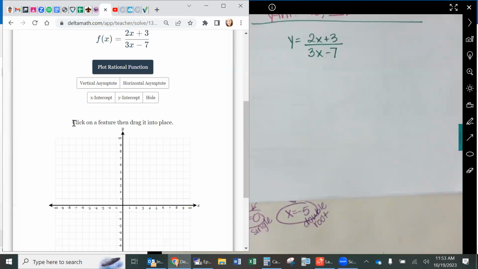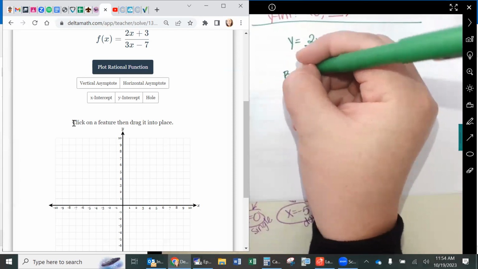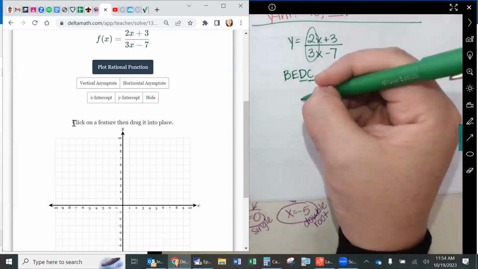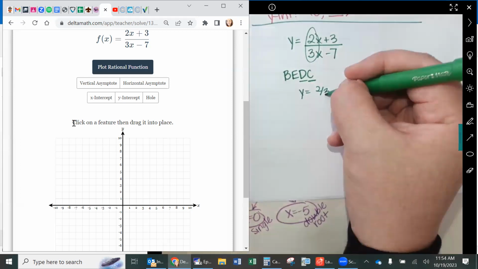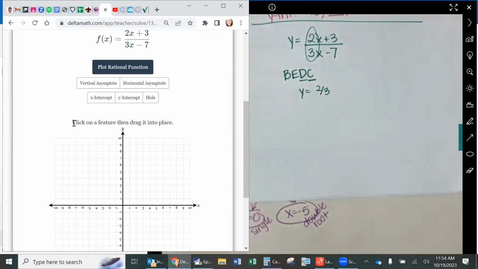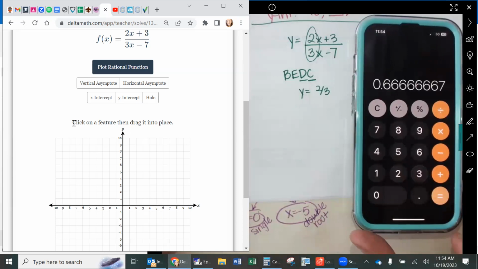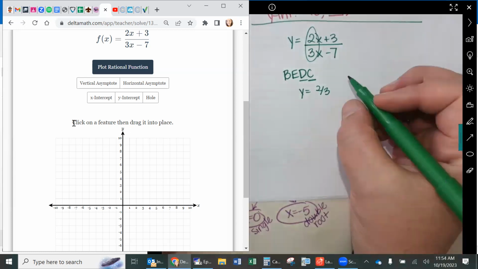Everybody good? Okay, one more, last one we're doing together. This is number 3. Got it? All right, Bobo, button, or Betsy for number 3. Betsy. And if it's a Betsy, that means we DC, divide the coefficients. So it'd be y equals 2/3. If you don't know what 2/3 is, use the calculator on your phone. What is 2 divided by 3? Okay, so we're gonna do 0.66.